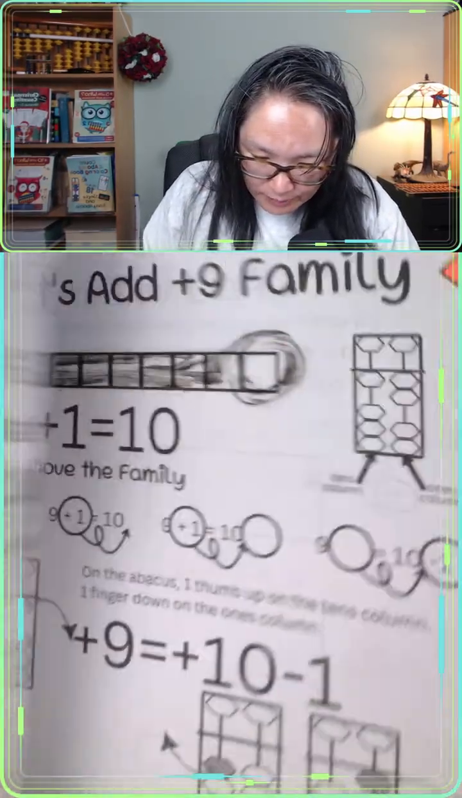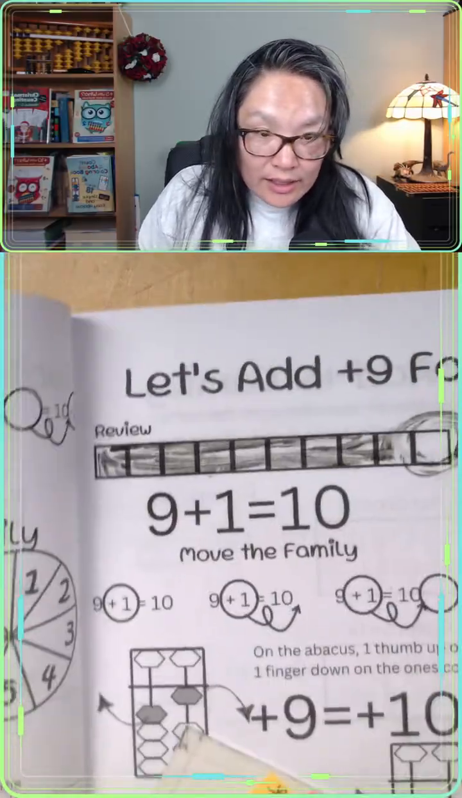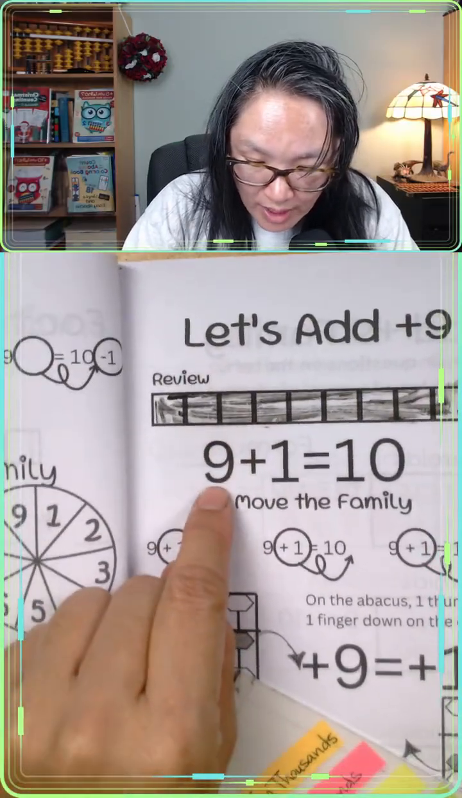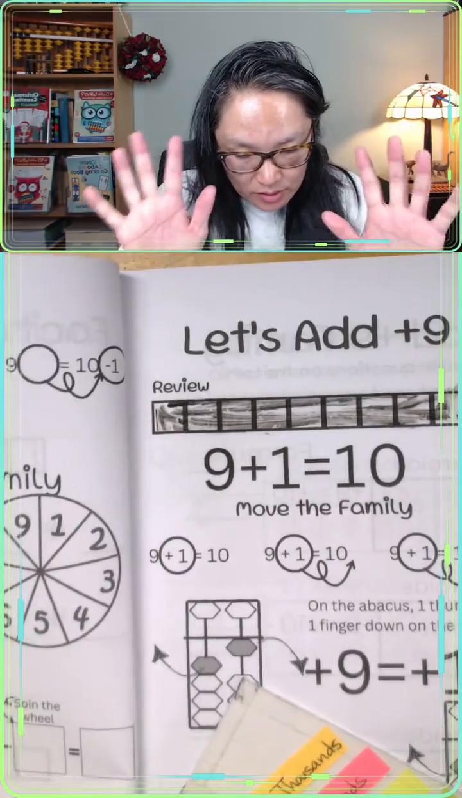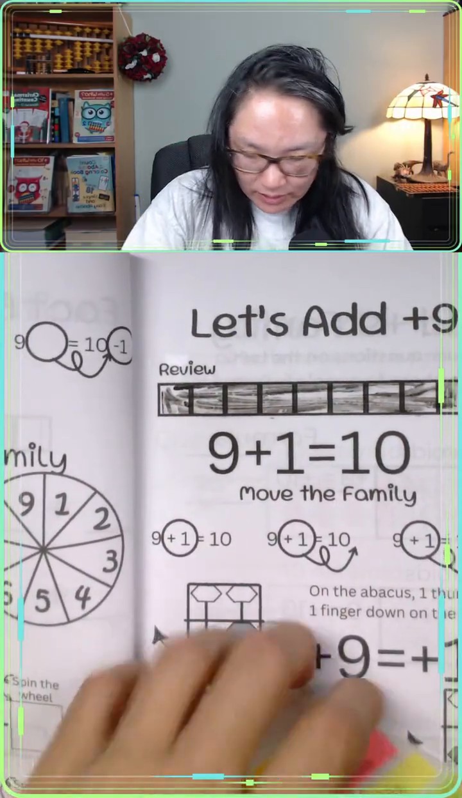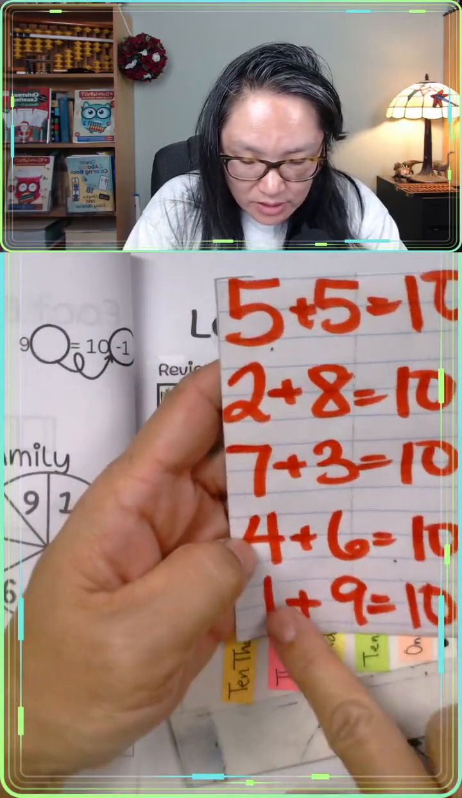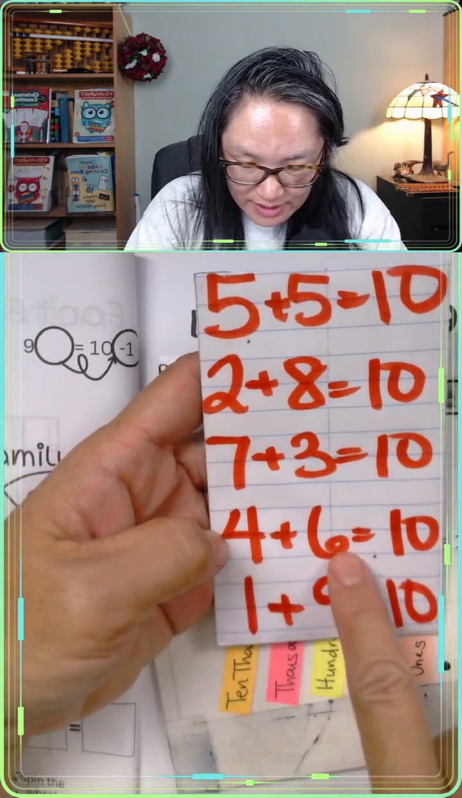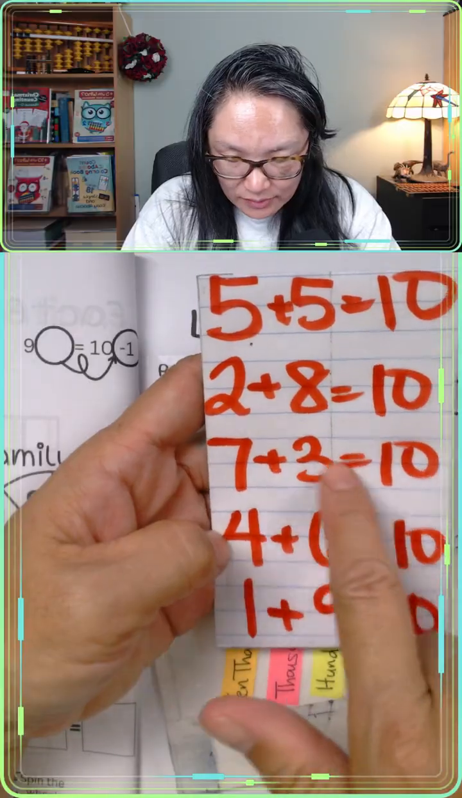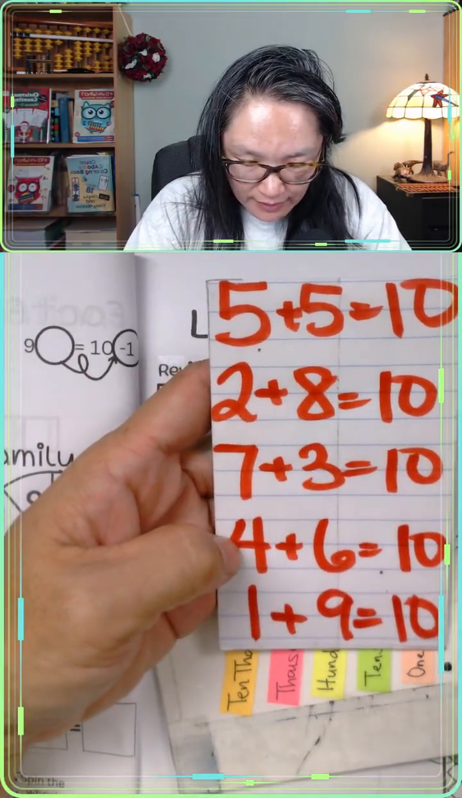Now, let's do 9. We know how to add a 9. To make a 9 is what? 9 plus 1 is equal to 10. Just know this: 9 plus 1 is equal to 10, right? We all know this. This is how you make a 10. 4 and 6, 3 and 7, 2 and 8, 5 and 5. Easy, right?